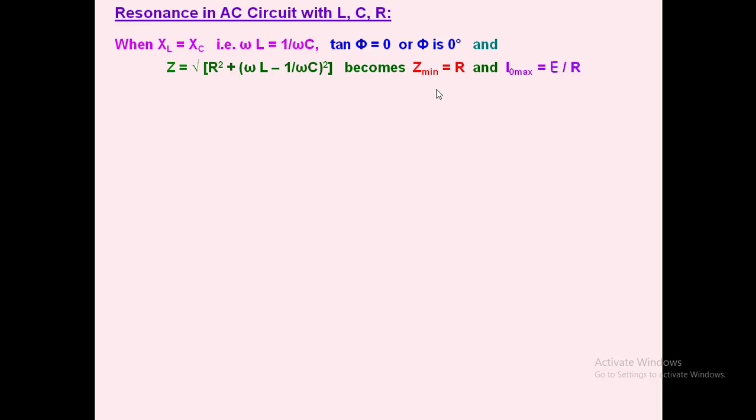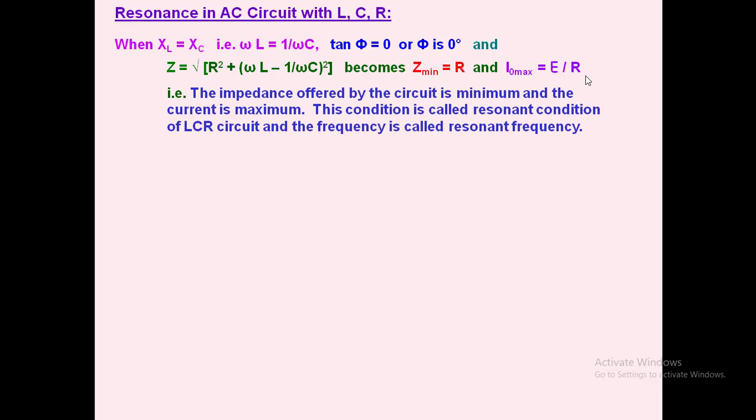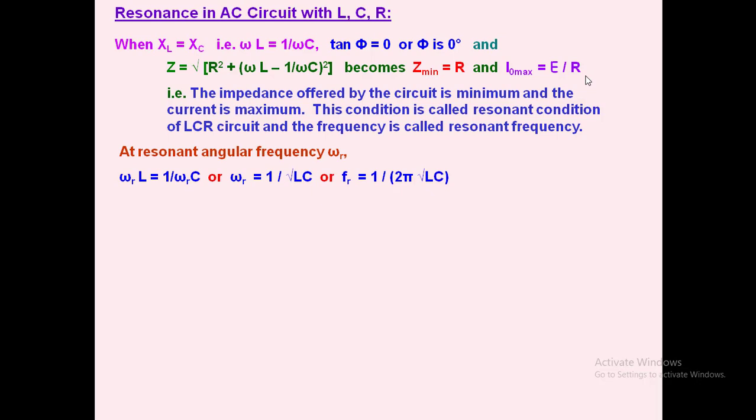So whenever the impedance becomes minimum, the current will be maximum. So that maximum current is nothing but E by R, that is resultant EMF by R, that is the impedance value. That is, the impedance offered by the circuit is minimum and the current is maximum. This condition is called resonance condition of LCR circuit, and the frequency is called resonant frequency. So at which frequency the impedance is minimum and the current is maximum in LCR combination, it is taken as resonance here.